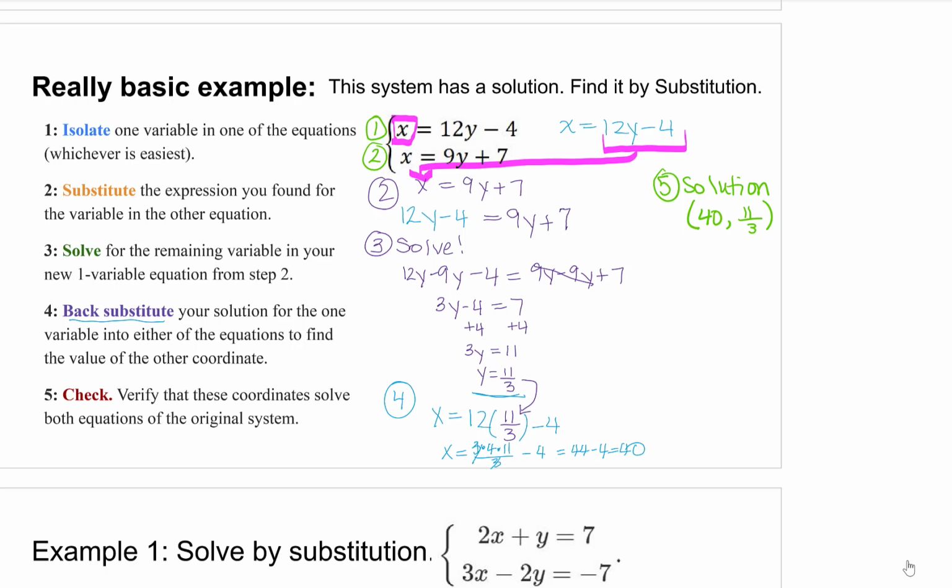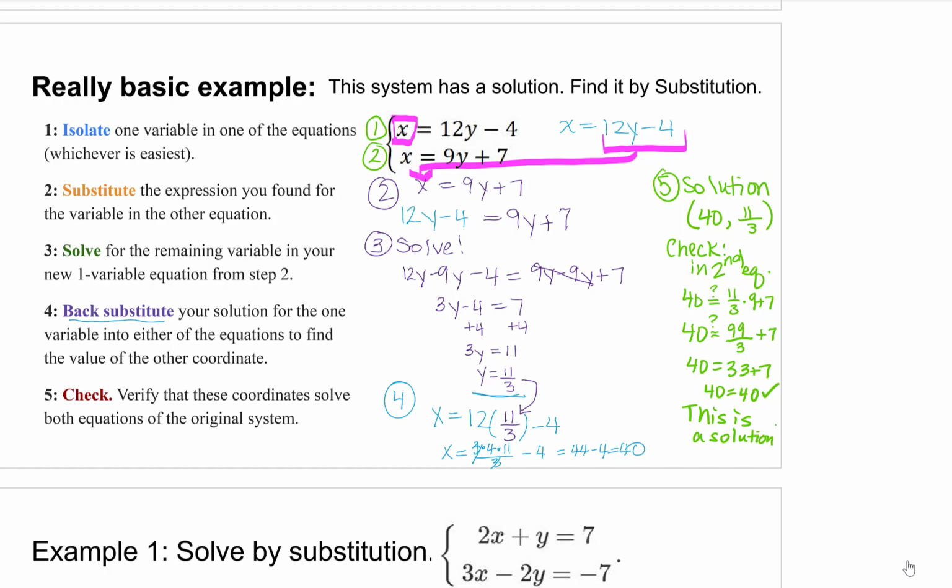To confirm that this is in fact the solution, I would then check it in both equations. Notice that we effectively already checked it in the first equation. If we put 11/3 in for y, we know we're getting 40 out. So I really only need to check it in the second equation. I want to know, does 40 in fact equal 11/3 times 9 plus 7? Well, 11/3 times 9 is 99 over 3, plus 7. And 99 over 3 is 33. Does 40 equal 33 plus 7? Yes, it does. So we have in fact verified this is a solution, and we can see that our answer is correct.